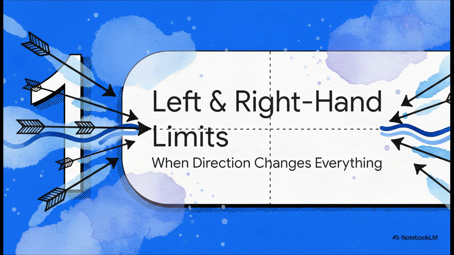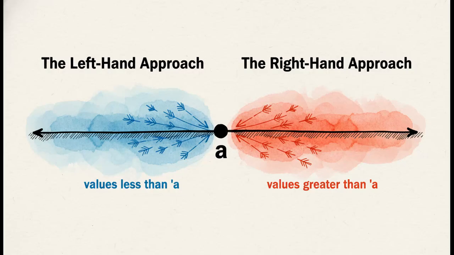We're not just taking one road to our destination anymore. We're splitting our approach into two very distinct paths, one from the left and one from the right. And the difference between them is actually super simple. It's really a tale of two paths. For the left-hand limit, you're only looking at values that are less than your target point A. Just imagine you're on a number line, creeping up on A from the left side. The right-hand limit is the exact opposite. You're only considering values greater than A as you slide in from the right.